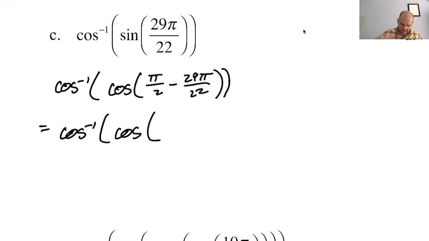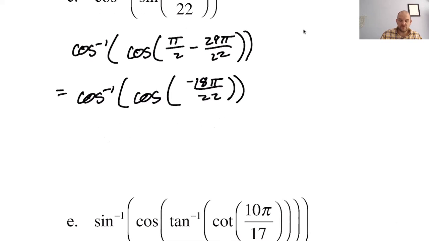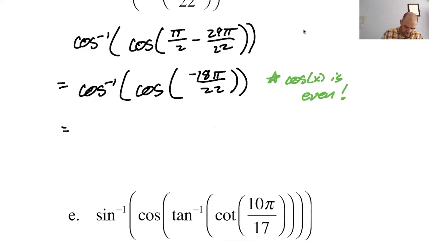Cosine of, all right, so I only need 11. I get 11 pi minus 29 is -18 pi over 22. All right, so I'm going to use the fact that cosine is even, right? Cosine of x is even. So I'm allowed to say that the cosine of -18 pi over 22 is the same as the cosine of 18 pi over 22, which I'm also going to simplify to 9 over 11. Cosine of 9 pi over 11.